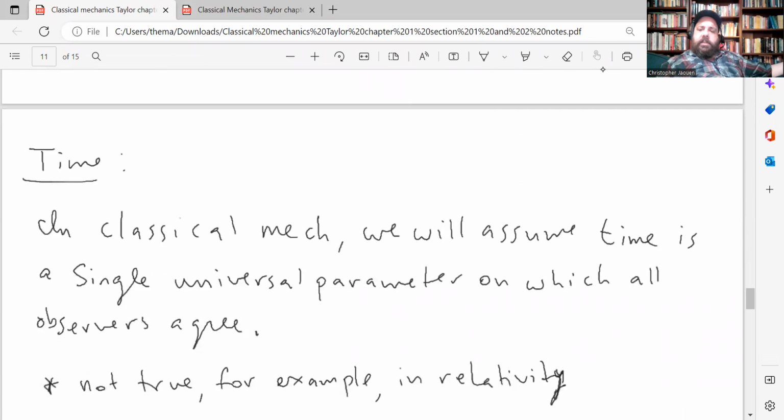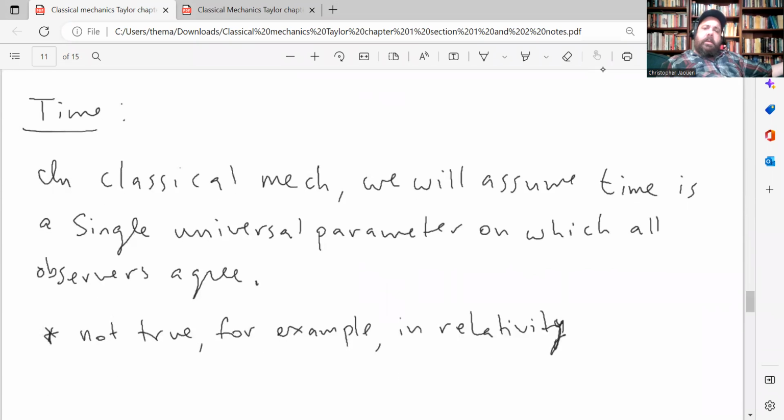Okay, the next thing he talks about is time. We're almost done here, believe it or not. Like I said, these are kind of short because it's a lot of review stuff. So in classical mechanics, we will assume time is a single universal parameter on which all observers agree, which in general is not true. For example, in relativity, we see that it's not. But a characteristic of classical mechanics is that we assume that all observers use the same parameter for time.